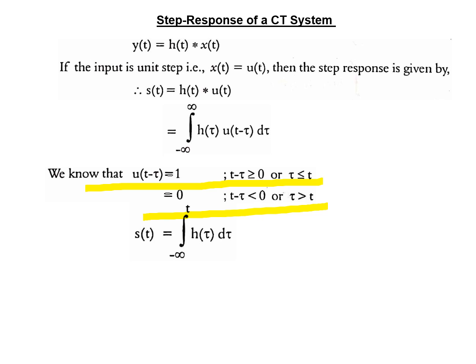Because for tau greater than t, the u of t minus tau is 0, I will limit the integration only up to t. For more than that, this value becomes 0, and therefore the product doesn't exist. Therefore, the integration from minus to plus infinity becomes minus infinity to t. Before that it is 1, so I am not writing u of t here because its value is 1 within this range. That means the step response is the running integral of the impulse response. The step response of a CT system is the running integral of the impulse response.